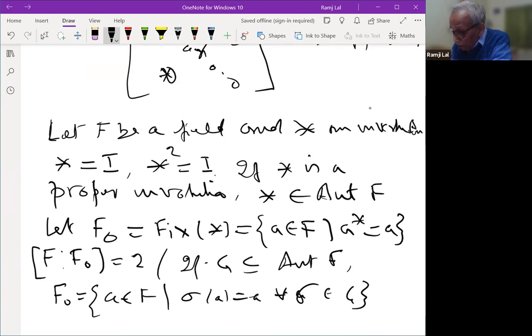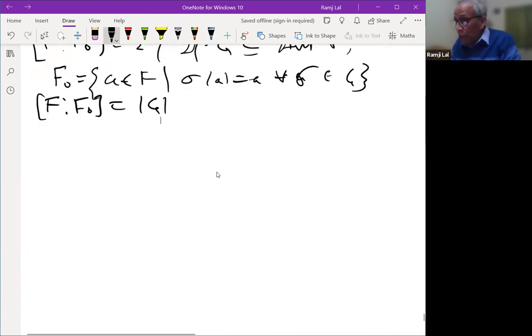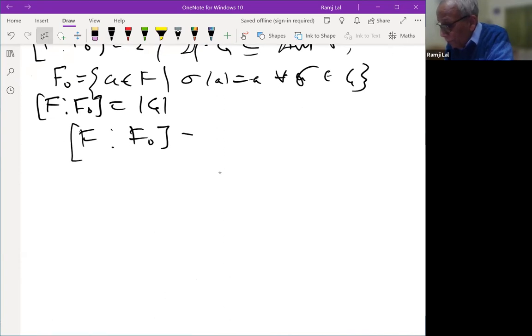Then F is a Galois extension of F naught, and indeed this degree of F over F naught is the order of G. So this is a more general result, but here you can prove it separately also. It's a simple case. So that is F naught here, and I wish to say a little bit more. Now here the group is of order 2, so F is a vector space over F naught of degree 2, dimension 2.